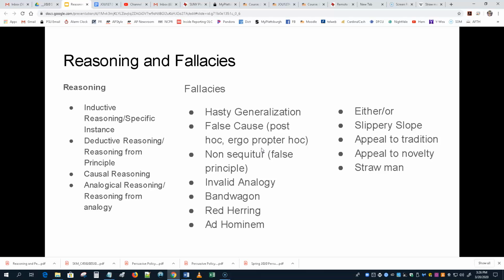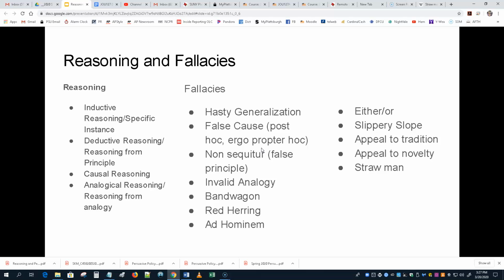To go back to false cause, this would be an error in causal reasoning. So the same way that hasty generalization is an error in specific instance or inductive reasoning, and non sequitur or false principle is an error in deductive reasoning, false cause, or post hoc, ergo propter hoc for the Latin, which you sometimes hear referred to. Non sequitur actually is in Latin also, but false cause is a problem in causal reasoning.